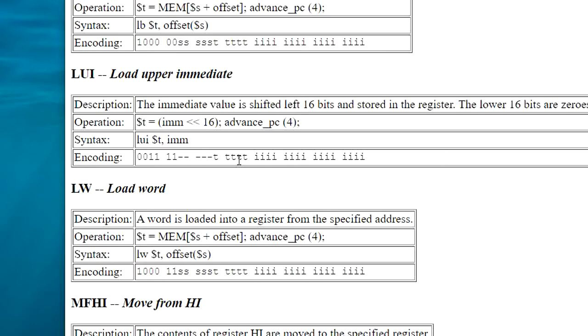But in this case, I'm going to put it into the right side and then shift it left, inserting zeros on the right side so that these I's, all these ones and zeros, will actually be sitting on the leftmost side, the left 16 bits, not the right 16 bits. That's why it's called upper. It's the upper half of the register. And that, of course, will give it a lot larger value.